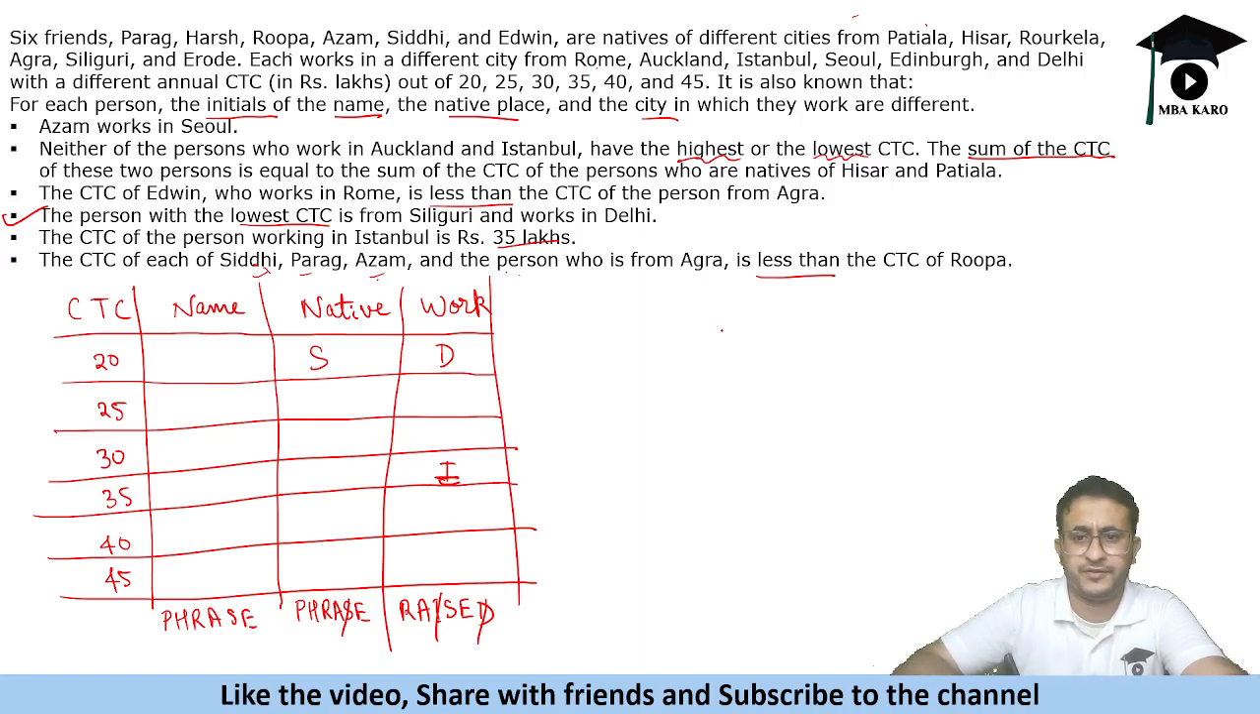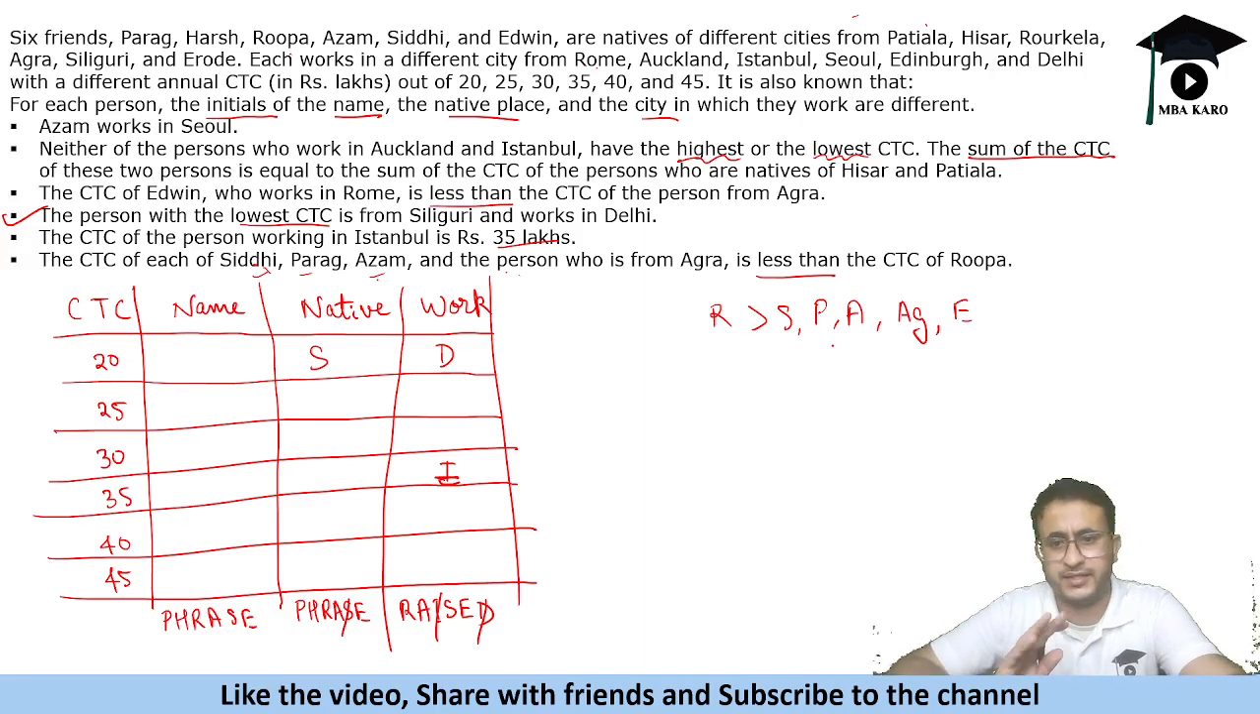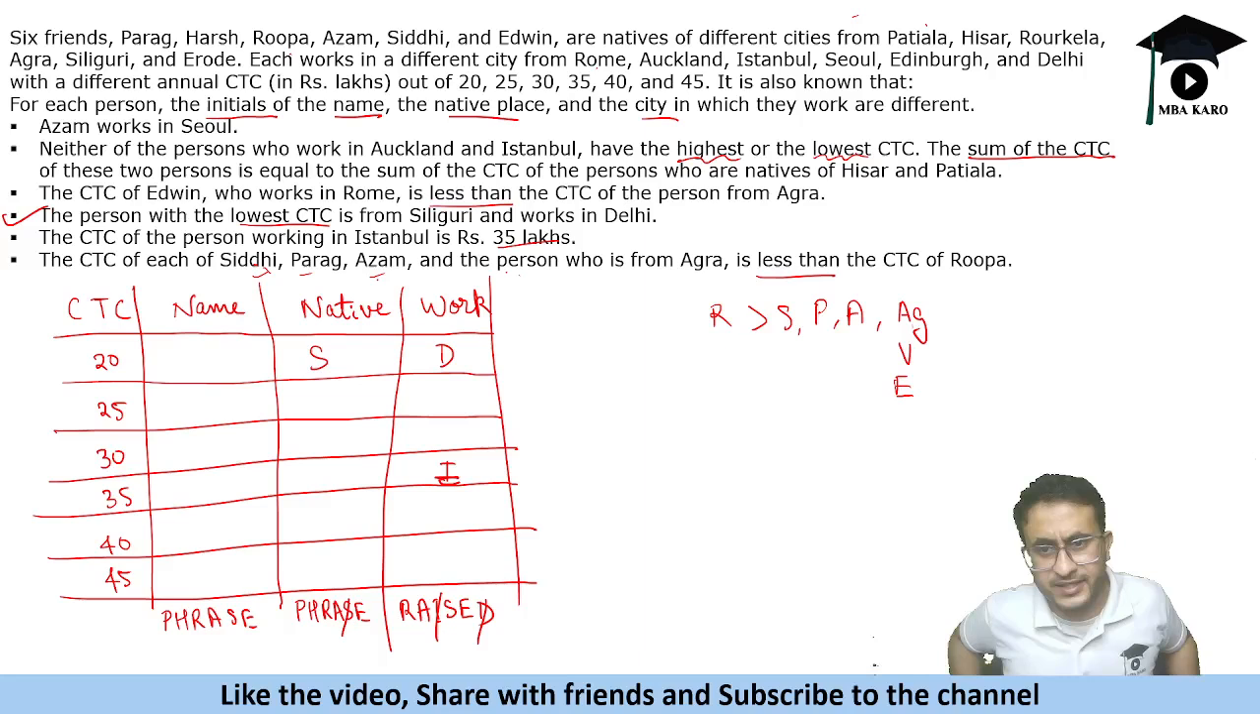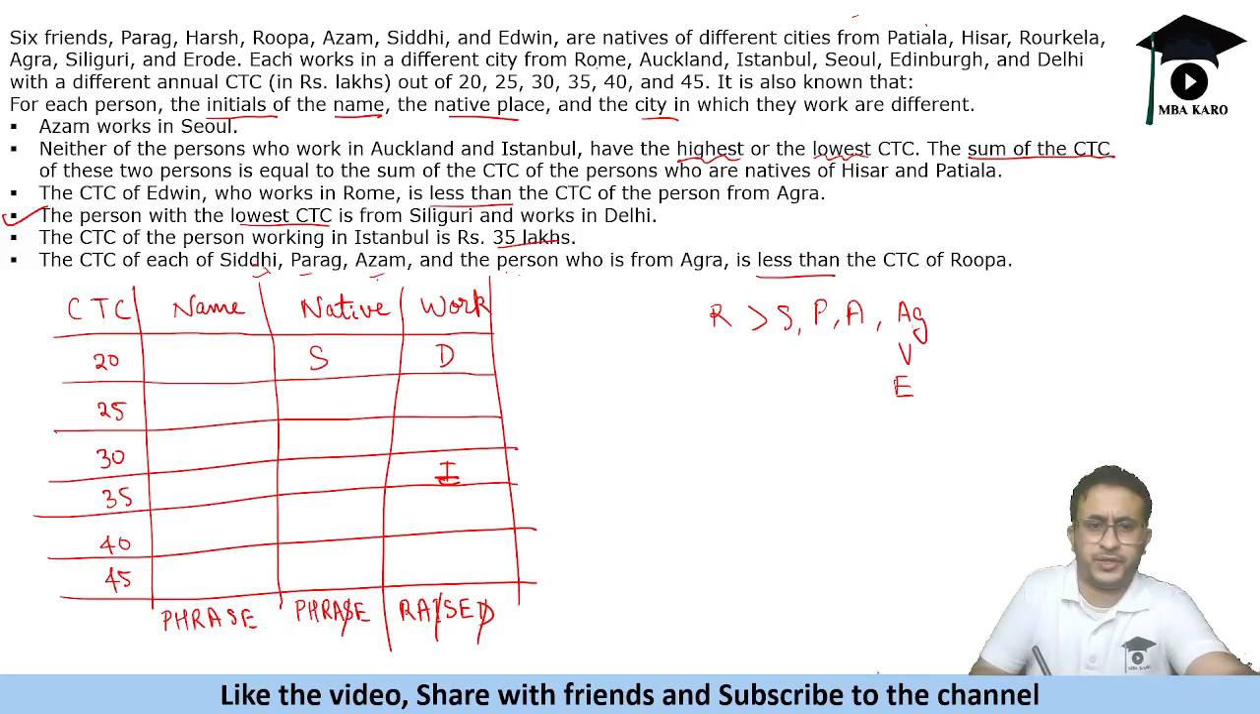Okay. So Rupa is greater than these four people: Siddhi, Parag, Azam, and Agra. And if you look at this, CTC of Edwin, who works in Rome, is less than the CTC of the person from Agra. So Edwin is also less than Agra, Rupa. Okay, because he is less than Agra, so obviously this will be less than Rupa. So what does it mean? It gives that Rupa has the highest CTC. Okay, Rupa is highest.